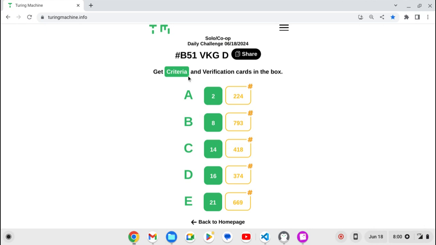So today's puzzle uses the following 5 criteria cards. Criteria card 2, 8, 14, 16, and 21. And they use the orange verification cards. The code above is your way to get more information on today's puzzle by going to turingmachine.info, typing in this code, and searching for the puzzle. Let's solve.